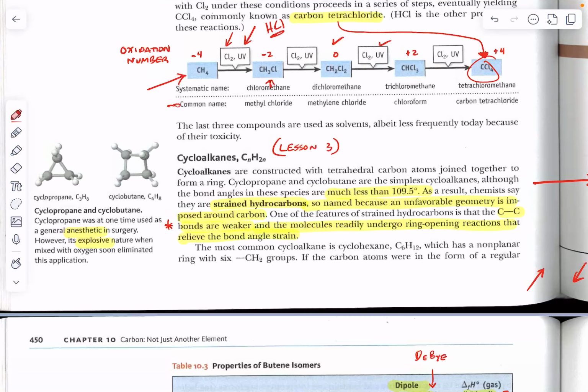This is lesson 3. Lesson 1 was an introduction to organic chemistry, and I utilized a handout that you have on Canvas to talk about organic chemistry as a whole. Then lesson 2 was the first part of this chapter, and this is lesson 3, which will be the second part of the chapter. We're going to finish talking about alkanes, particularly the alkanes that form rings, and then we'll move on to alkenes and alkynes and aromatic hydrocarbons.